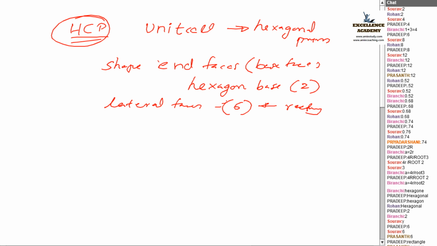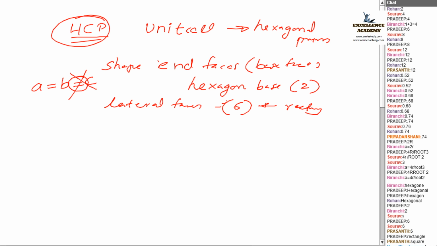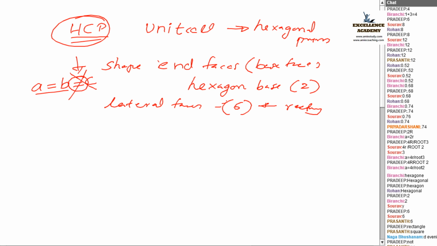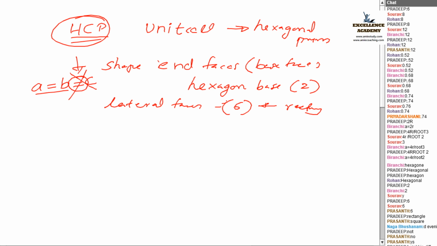Yes, rectangle. So these things are known to us. In this case, we learned that A equal to B. Is it equal to C? No, isn't it? A is equal to B, but not equal to C. Hence, it can't be a square. Got it? It will be a rectangle. Fine. Yeah, height is different. Hence, it will become a rectangle.